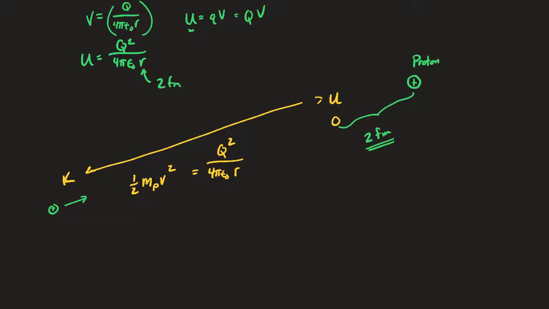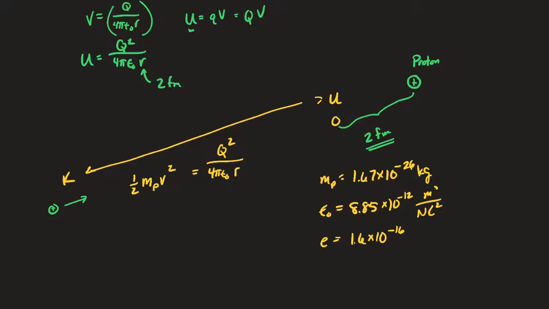Now, we don't need to do the calculation, but I think you should. And here's why. The mass of the proton is 1.67 times 10 to the negative 26 kilograms. Epsilon naught, you should already know, 8.85 times 10 to the negative 12 meter squared per Newton Coulomb squared. Pi, you guys know, but Q is the elementary charge of 1.6 times 10 to the negative 16th coulombs. I want to see you mash those numbers together. And 2 femtometers is 2 times 10 to the negative 15th meters.